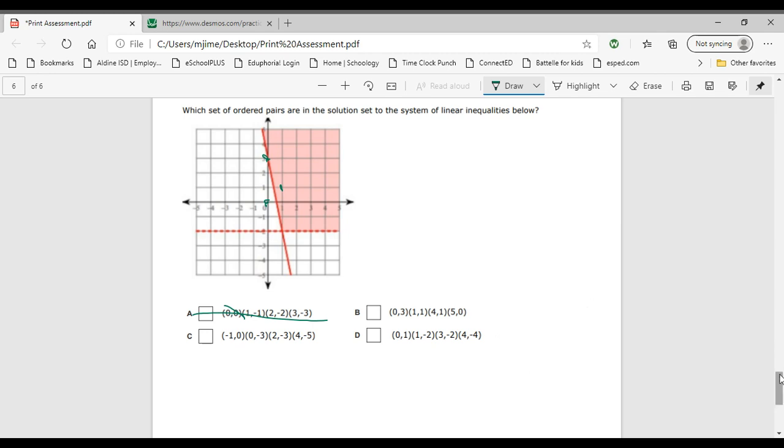Okay, this should help you. That was 10 questions. Remember, this is a major grade, and then it's also going to replace any missing assignments that you have and any low grade assignments that you have.